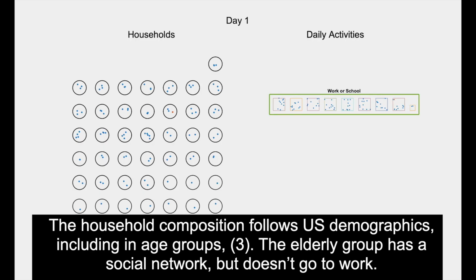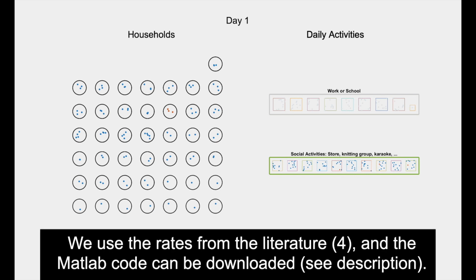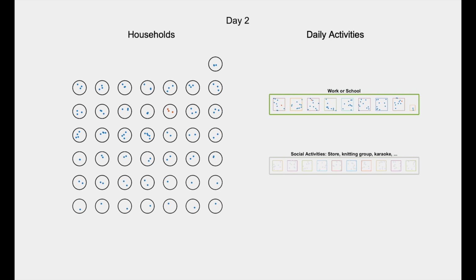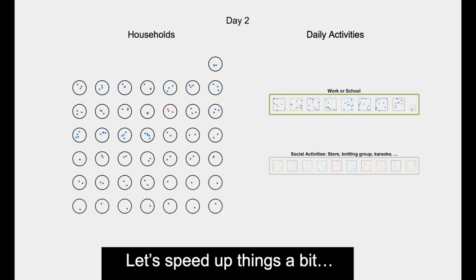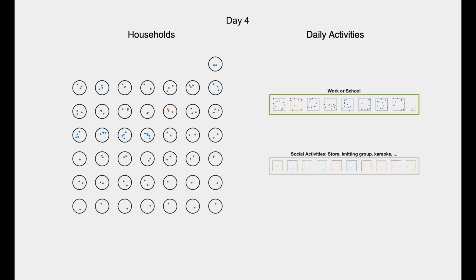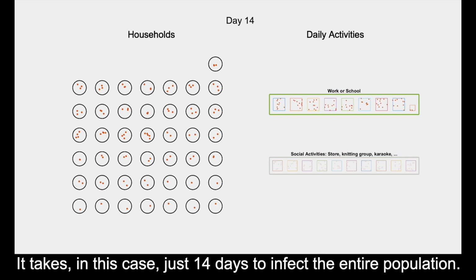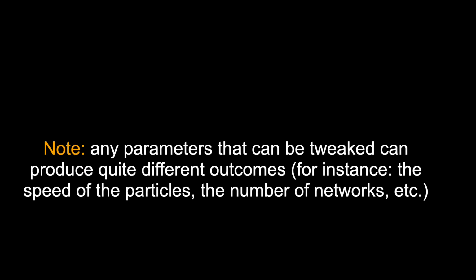The household composition follows US demographics, including age groups. The elderly group has a social network, but doesn't go to work. We use the rates from the literature, and the MATLAB code can be downloaded from the description. Let's speed things up a bit. It takes, in this case, just 14 days to infect the entire population. Note, any parameters that can be tweaked can produce quite different outcomes, so this tool can only offer qualitative insights.